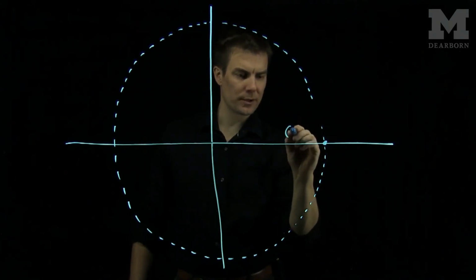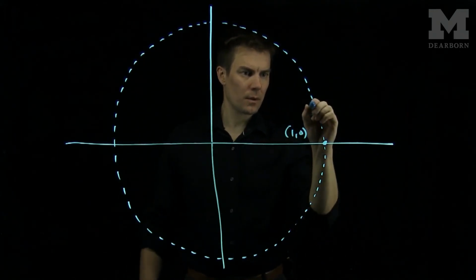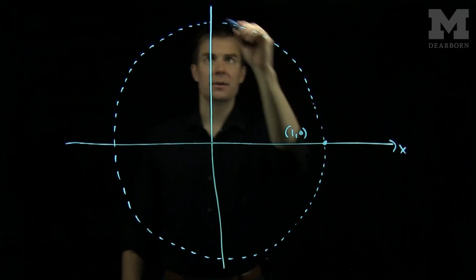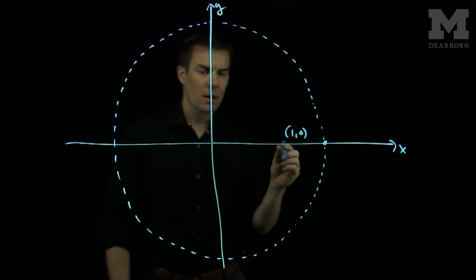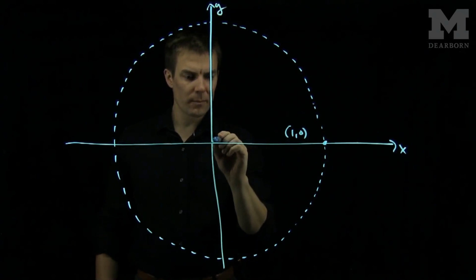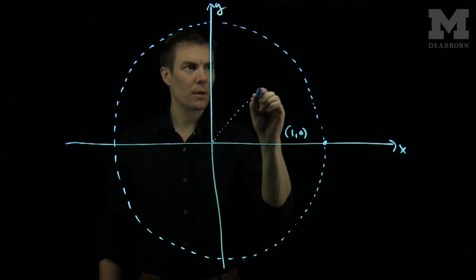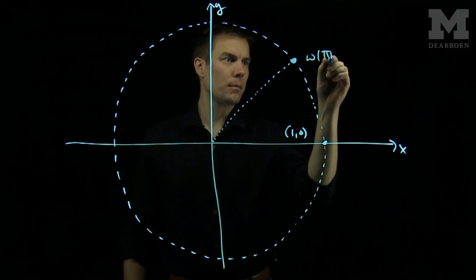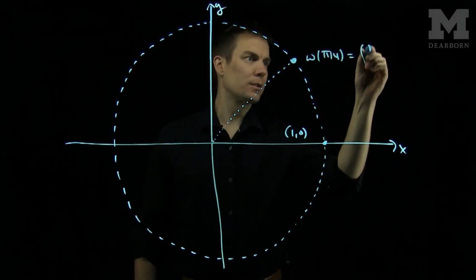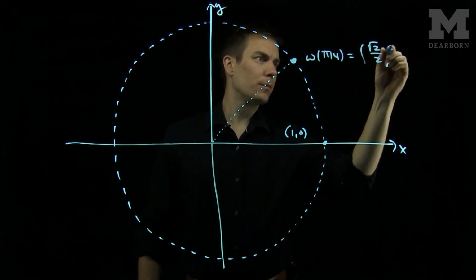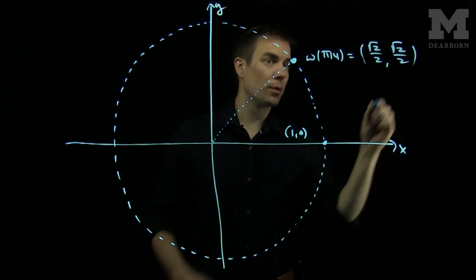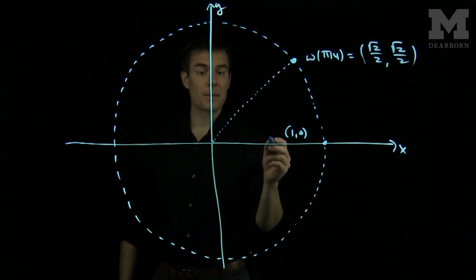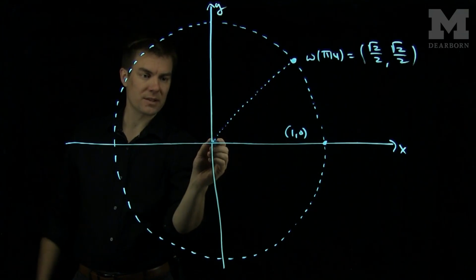This is, of course, the point (1, 0). This is my x-axis, this is my y-axis. And we saw from the pi over 4 video that the wrapping function of pi over 4 is (square root of 2 over 2, square root of 2 over 2). This allows us to compute the wrapping function at other multiples of pi over 4 by symmetry.